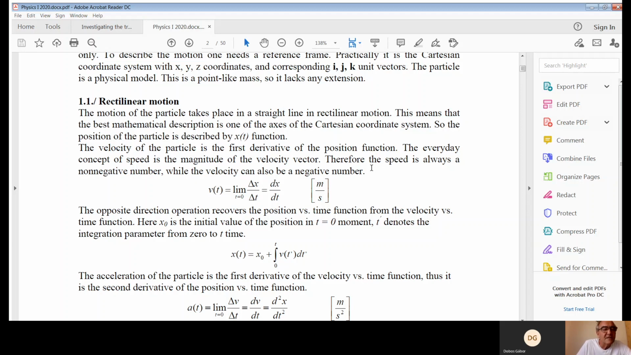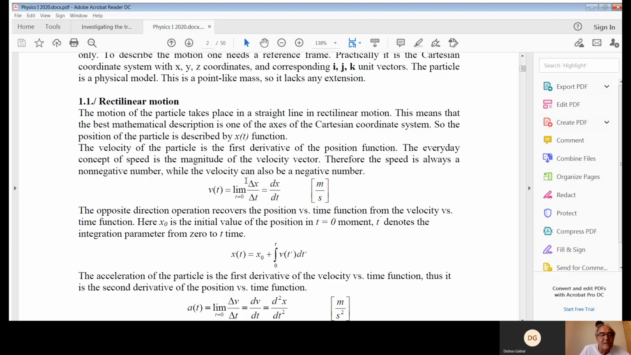Therefore, the speed is always a non-negative number, while the velocity can be a negative number in a rectilinear motion, because it can be shown either from left to right or right to left. Let's see why it is. I hope you have learned infinitesimal calculus at high school, but let me just try to explain what happens.